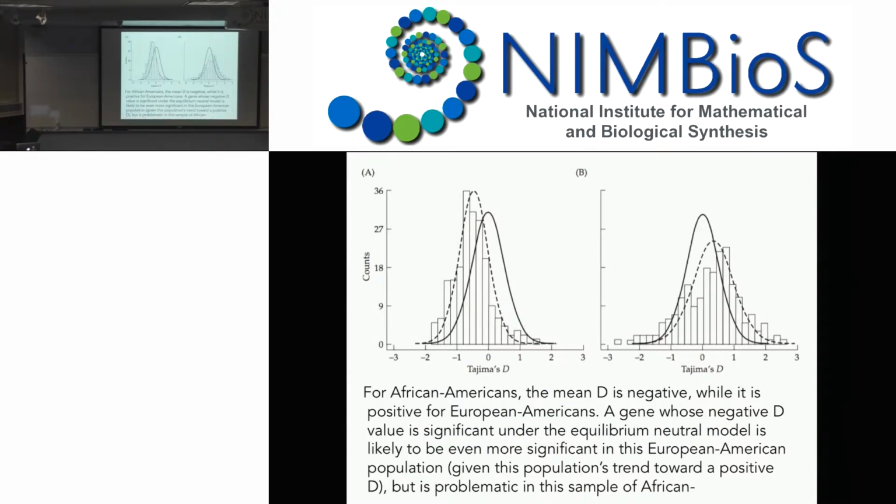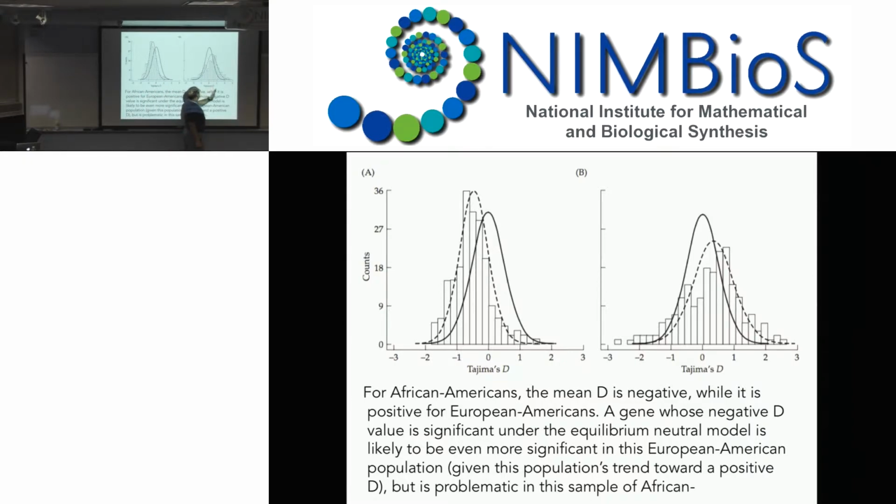Let's look quickly at these. Here are D values for African and European Americans. The histograms are given here, and the dashed curve is basically the best fit given a coalescent simulation. What you'll notice here is that Africans have a negative D value.